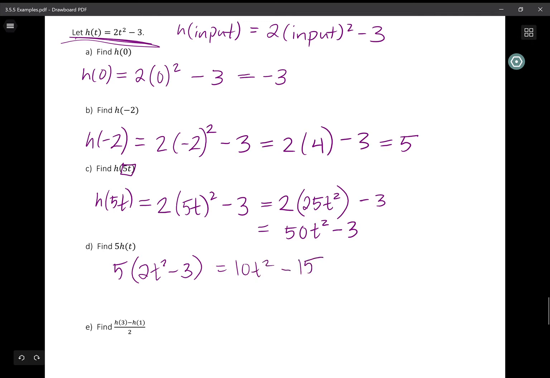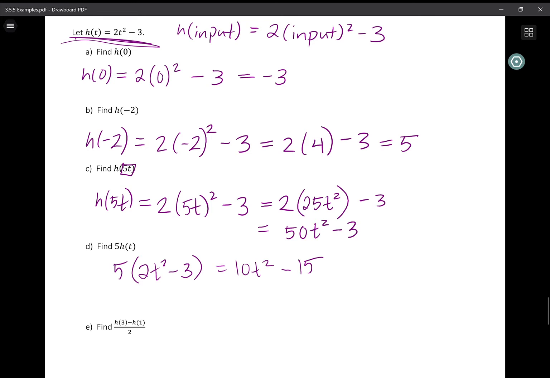So this is going to become more and more important, especially as you go into pre-calc. When are you doing something to your input versus when are you doing something to your output? That's a really important distinction. So part C was doing something to your input, inputting a 5t. Part D was multiplying your output by 5. So h of t always represents output. T on its own is input, but h of t is always output.